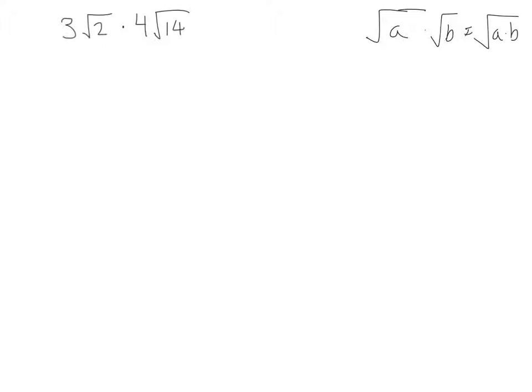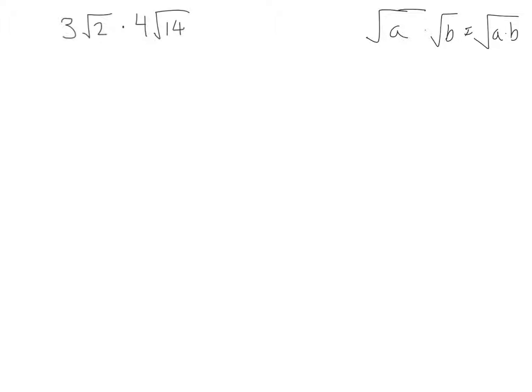But conversely, we could start with the square root of a times b, and if it helps us to simplify, split that up into the square root of a times the square root of b. For the sake of expediency, we're going to assume that any variables that we wind up simplifying in this video are all positive, so that we're not having to worry about negative square roots, the square roots of negative numbers and that sort of thing.